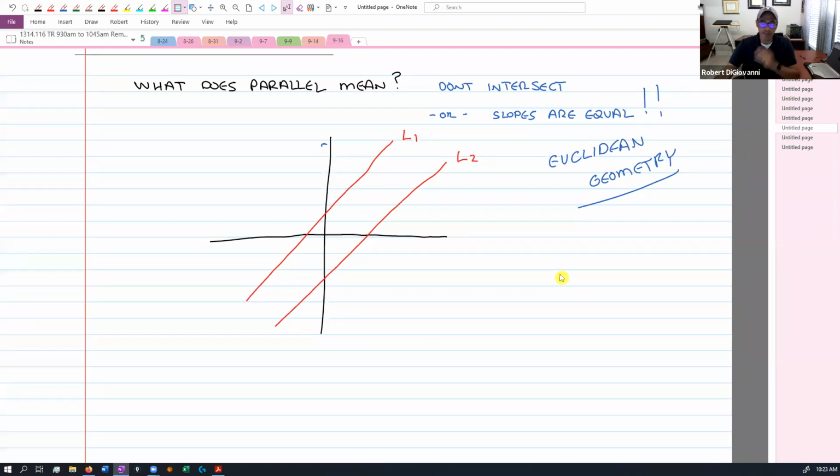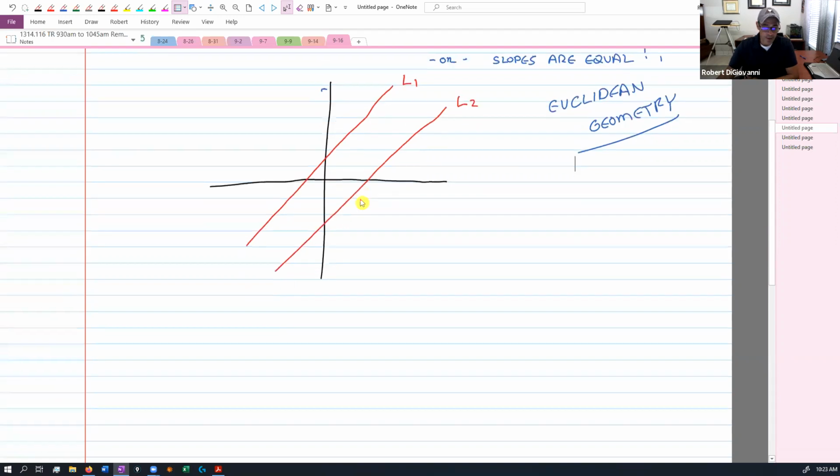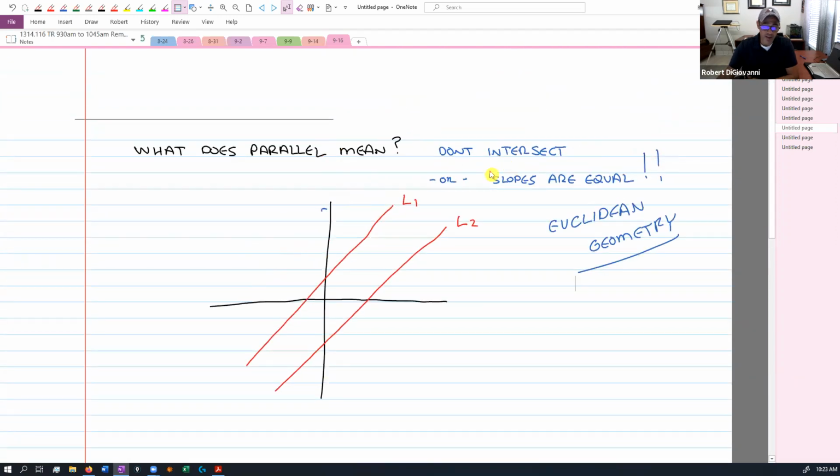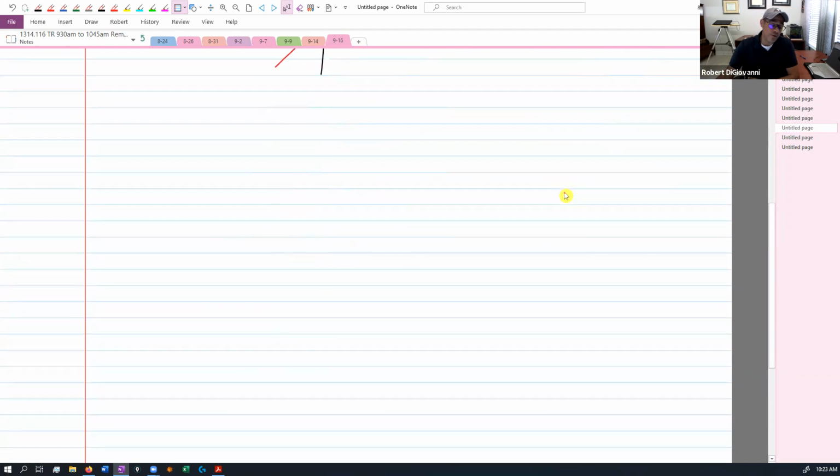All right, so back to this. Two parallel lines, back to Euclidean geometry, back to our fishbowl. To say that they're parallel means they will not intersect. And the slopes have to be the same. So now I'm going to give you two lines, and I'm going to ask you if they're parallel. Okay.